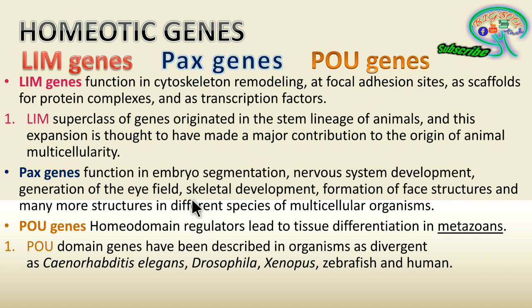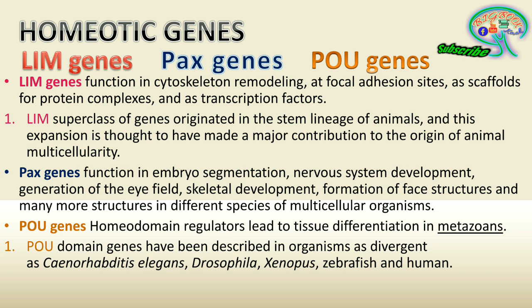So this is also a homeotic gene cluster. And POU genes, homeodomain regulators, lead to tissue differentiation in metazoans. Here it is made very clear: tissue differentiation in metazoans in the homeodomain. POU domain genes have been described in organisms as divergent as Caenorhabditis elegans, Drosophila, Xenopus, zebrafish, and human. So the LIM gene, PAX gene or POU gene are also homeotic genes.